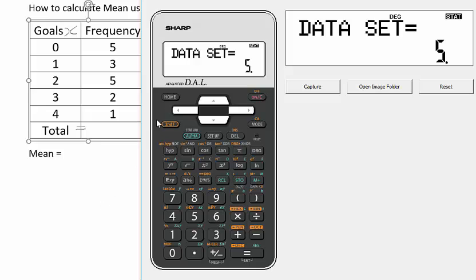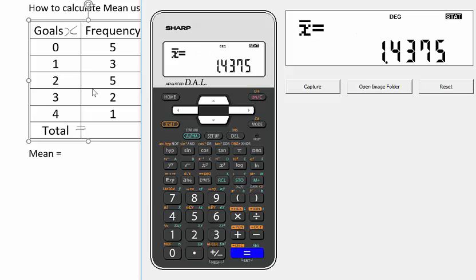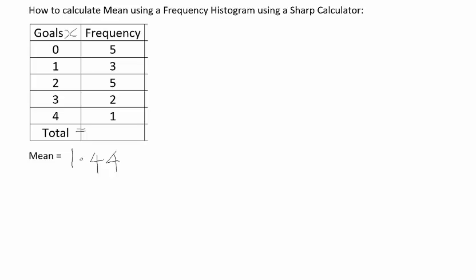Excellent. So now I'm going to work out the mean. So it's alpha 4 equals, and we get 1.4375. So if I'm rounding to 2 decimal places, that means I've got 1.44. I hope this has made it easier for you than trying to put everything in the calculator. So this actually means that we can expect Elijah to get 1.44 goals per game. So you can't actually do that because you either get a goal or you don't, but on average we'd expect that.